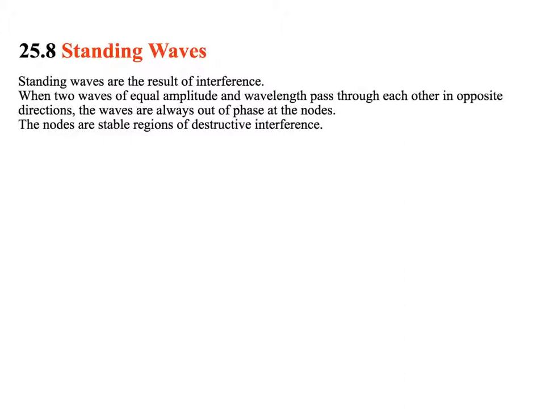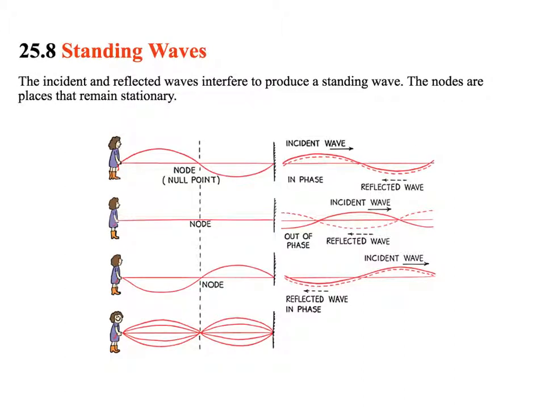Standing waves are the result of interference. When two waves of equal amplitude and wavelength pass through each other in opposite directions, the waves are always out of phase at the nodes. The nodes are stable regions of destructive interference. The incident and reflected waves interfere to produce a standing wave. The nodes are places that remain stationary. So if you look at our pictures here, this is going to be the node for all of them, because that point never leaves the midpoint.